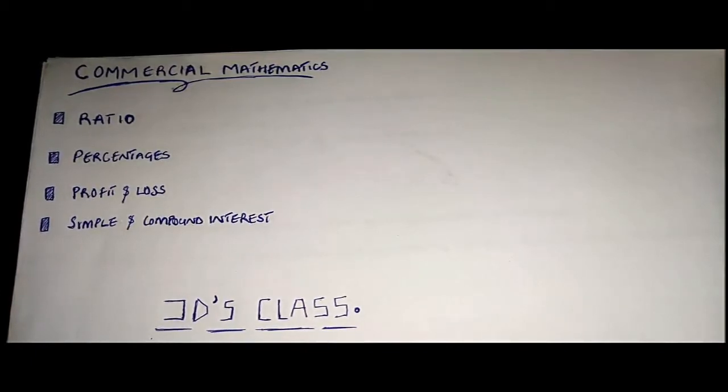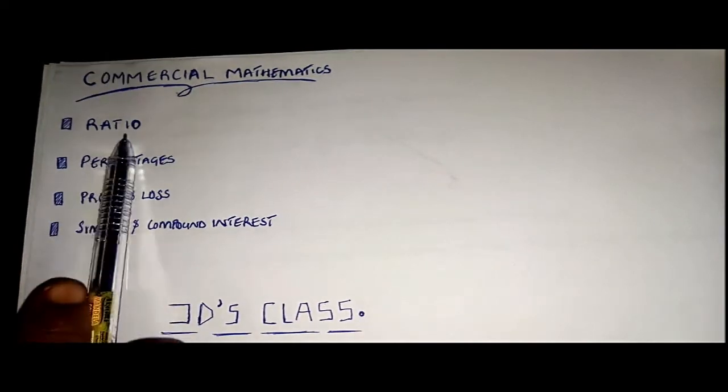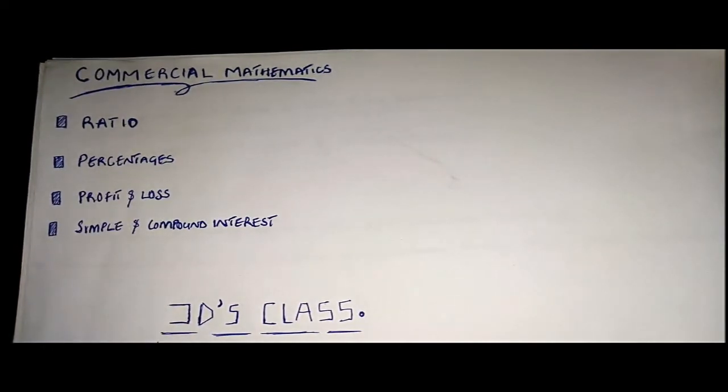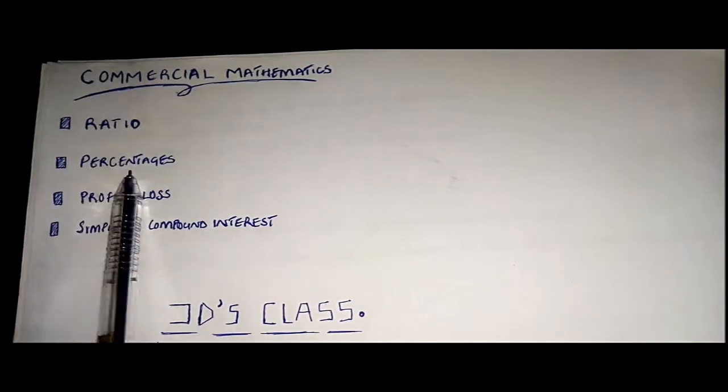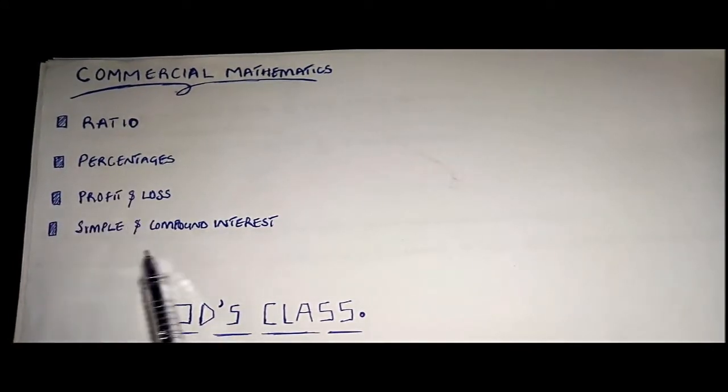Welcome to JD's class. Today we're looking at a section of conventional mathematics. We'll be focusing on ratio today, but generally what we'll be looking at is ratio, percentages, profit and loss, simple and compound interest. That's what we'll be covering throughout the section of conventional mathematics.